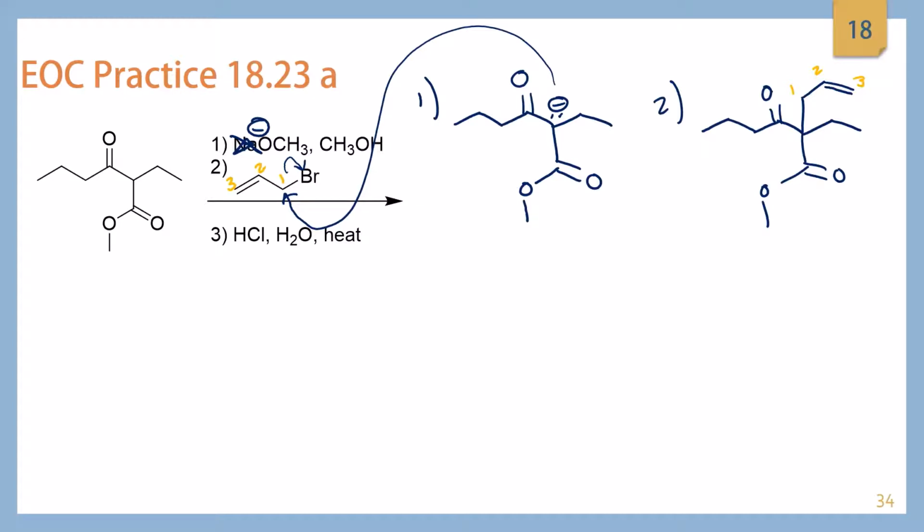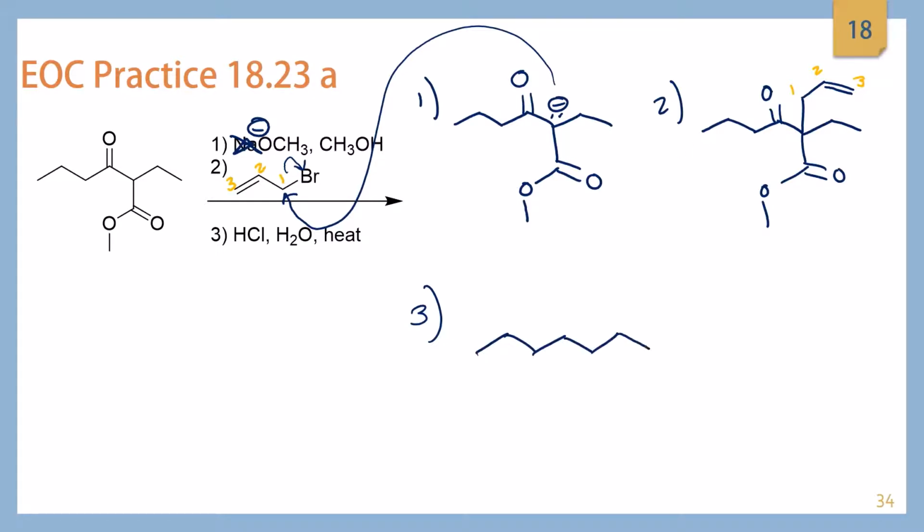So then step 3 says hydrochloric acid, water, and heat. So when you see that, you might think, oh, I've seen hydrochloric acid and water react with an alkene before, but this is hydrochloric acid, water, and heat. This is aqueous acid and heat. We are trying to hydrolyze the ester, and then it's going to decarboxylate because of the heat.